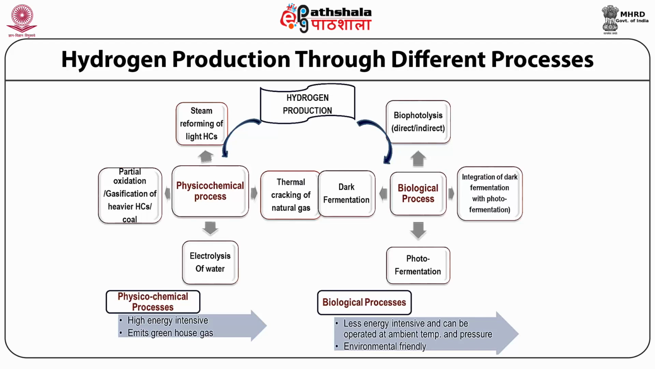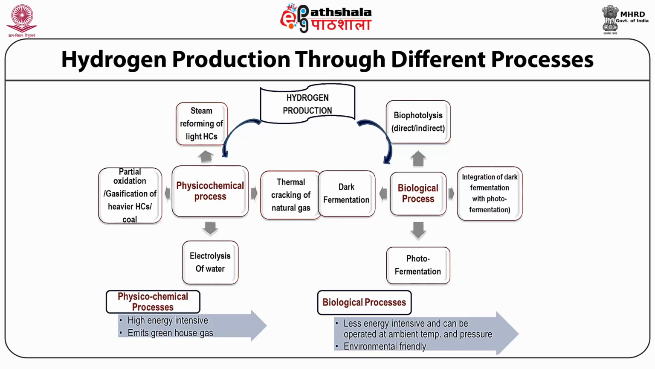In this context, biological processes for hydrogen production have a lot of significance compared to these thermochemical or physicochemical processes. Biologically, hydrogen can be produced mainly by four processes, as we learned in our previous lecture. One is dark fermentation, one is biophotolysis, the other is photofermentation, and the fourth is the integration of two processes, photofermentation with dark fermentation. The significance of these biological processes is that they do not require high input energy because they can be operated in mild conditions and at ambient pressure, and on top of that, carbon dioxide or any greenhouse gases are not released from these processes.